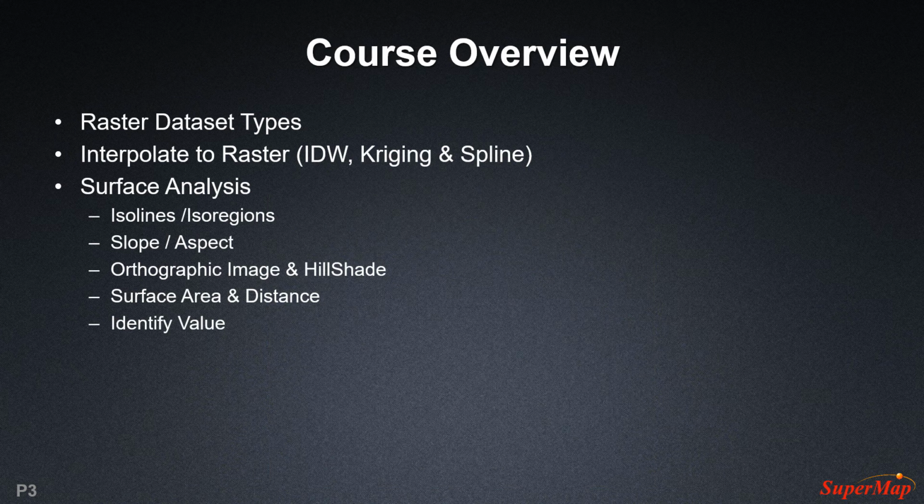So this is the overview of this tutorial. We're going to talk about raster data types, and we're going to talk about how to interpolate to raster, which is IDW, kriging and spline. And finally, we will talk about surface analysis, which includes isolines or isoregions, slope or aspect, orthographic image and hillshade, surface area and distance, and finally, identification of value.